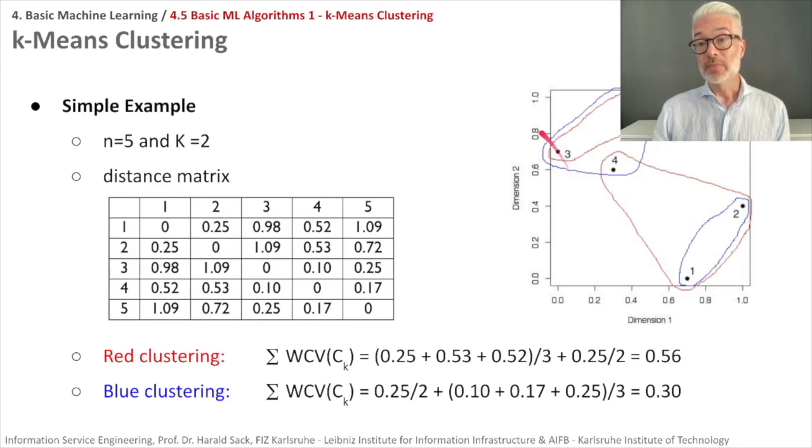And simply by looking at it, of course, you see the within cluster variation in the blue one is for sure smaller than the within cluster variation of the red one. So this is simply the better choice, they are closer together.